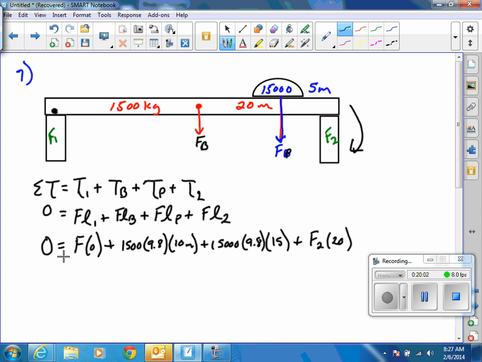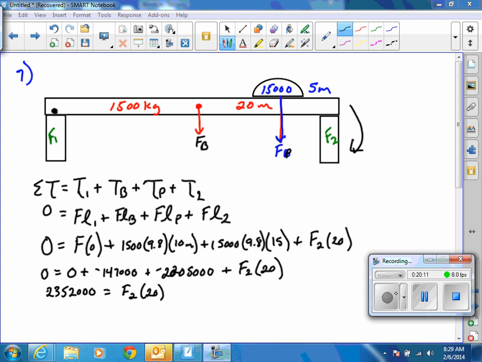So we're going to bring all these things in. So I got 0 equals 0 plus, and we're going to fill out all these numbers. Okay, so what I did here is when I multiply these out, I got a negative 147,000. That becomes negative because that 9.8 is negative. It's acting down. The printing press is also pushing down, so that's a negative 2,205,000. When you put these together and shift them to the other side of the equal sign, I now get a positive 2,352,000. What do you have to do to both sides to get F2?